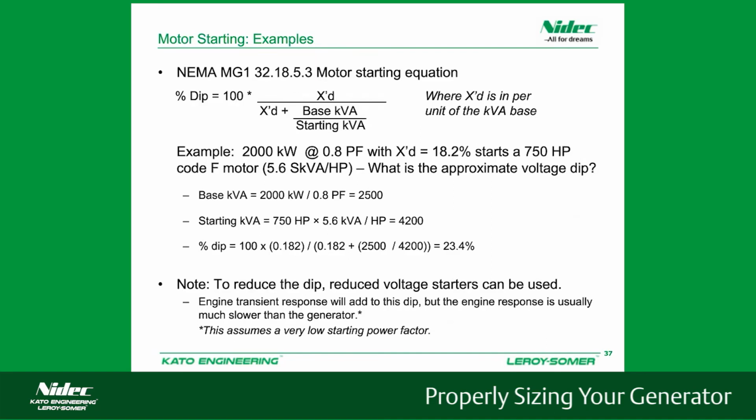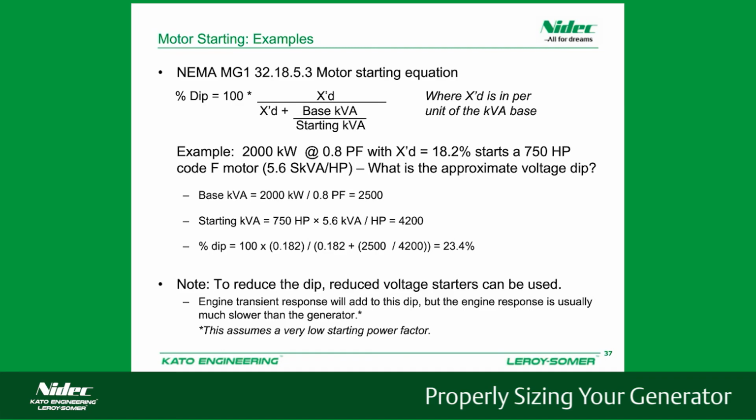So here we have an example of that dip calculation. If we have a machine that's rated at 2000 kW at 0.8 power factor with an x'd of 18.2%, and we want to start a 750 horsepower motor that is a code F motor, which means we'll have 5.6 starting kVA per horsepower, then what is the approximate voltage dip?